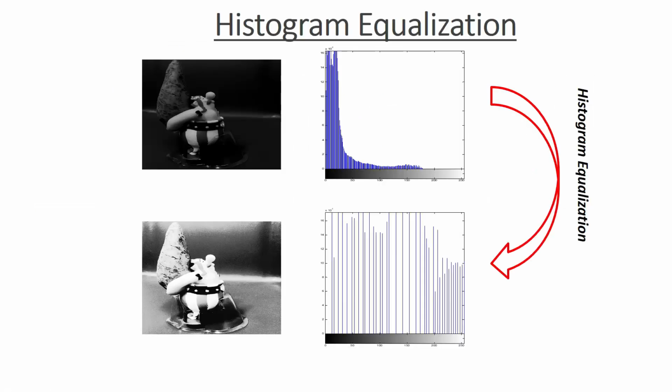So you can see in this example that this one is a poor contrast image in which most of the pixel values are accumulated towards the darker side. Now after histogram equalization, there is an equal spread of intensities. So the output image contrast has been improved.